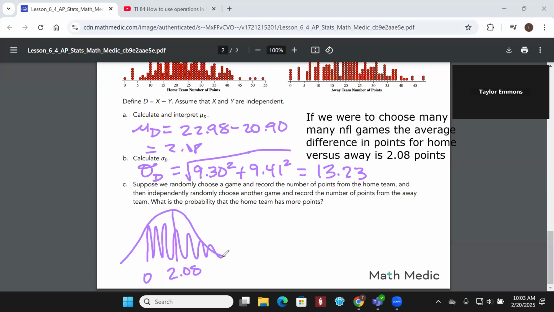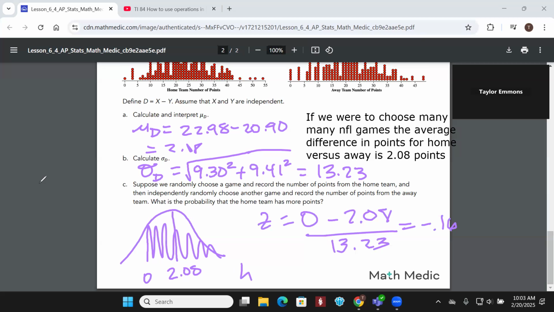So what are we going to do here? We're going to calculate the z-score. So 0 minus 2.08 divided by the standard deviation. And that's going to give me negative 0.16. We're going to go into our table, find the corresponding number, and then we're going to do 1 minus that number. And that should give us an area.